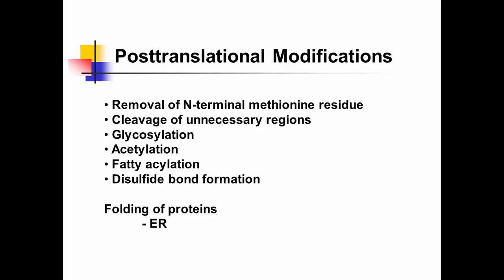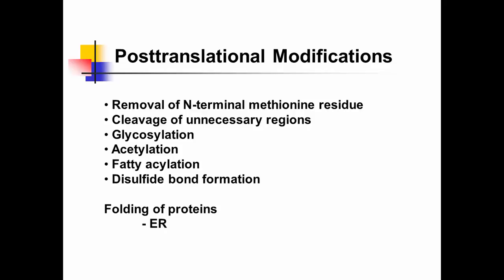For example, first of all, we need to remove the N-terminal methionine residues once the synthesis of the peptide is finished, complete. And then second, we need to cleave the unnecessary regions. During protein synthesis, some unnecessary regions are also synthesized, so those unnecessary peptides need to be removed. And then this is very important, the post-translation modification.